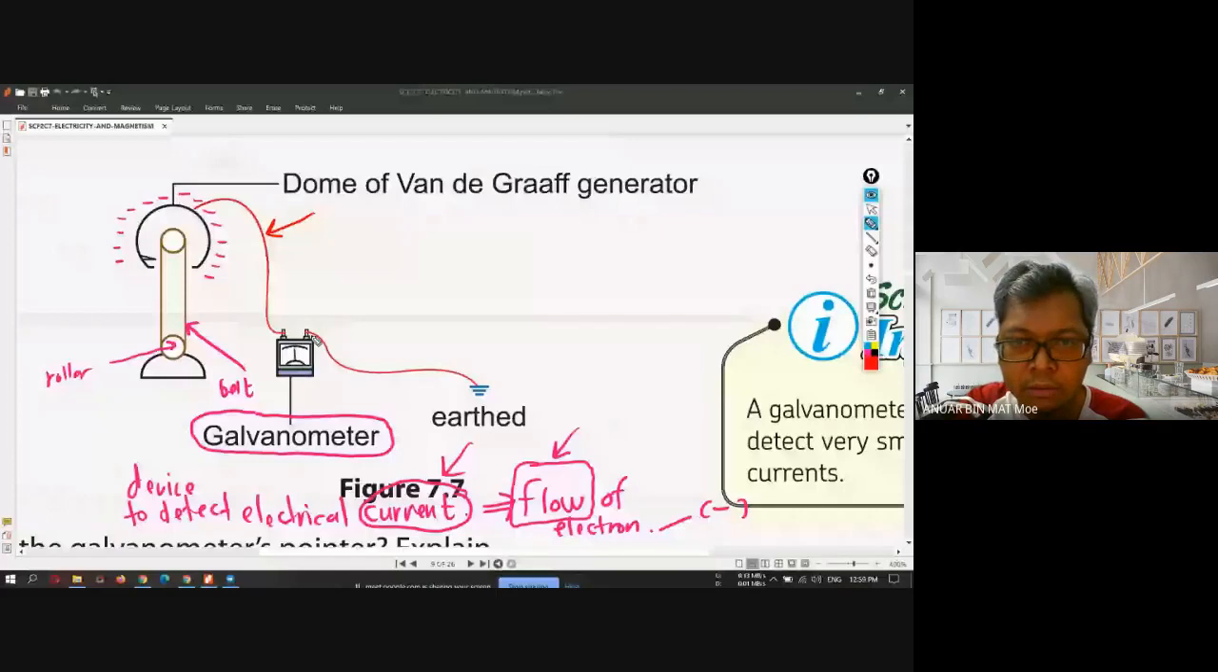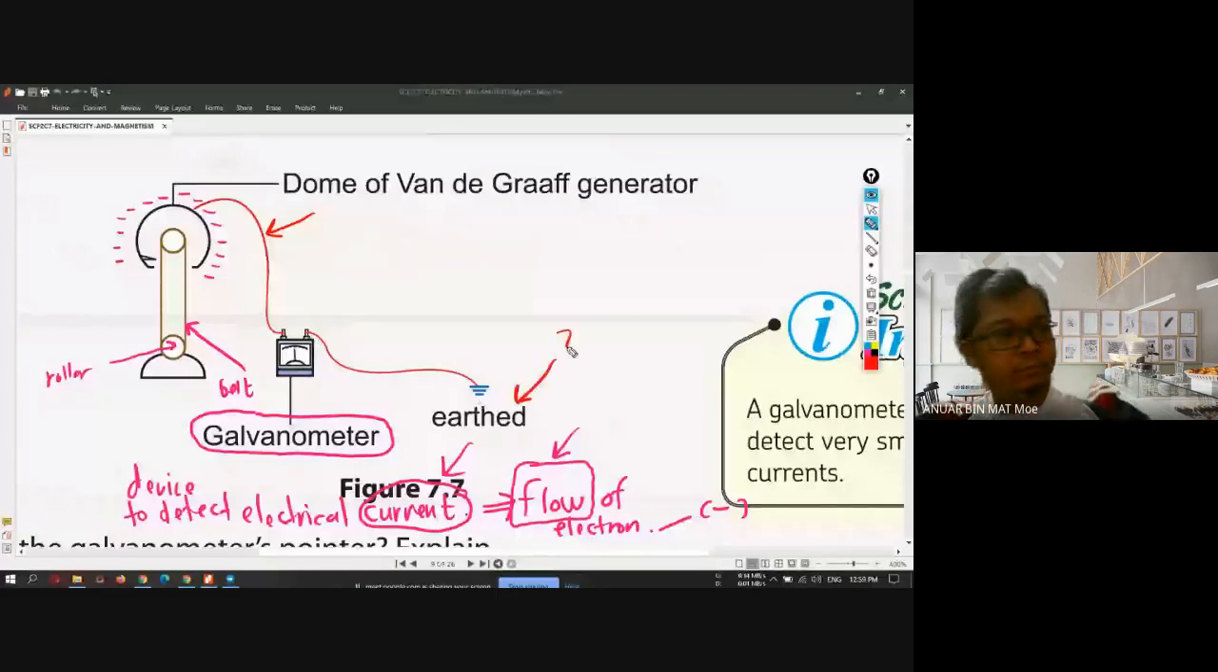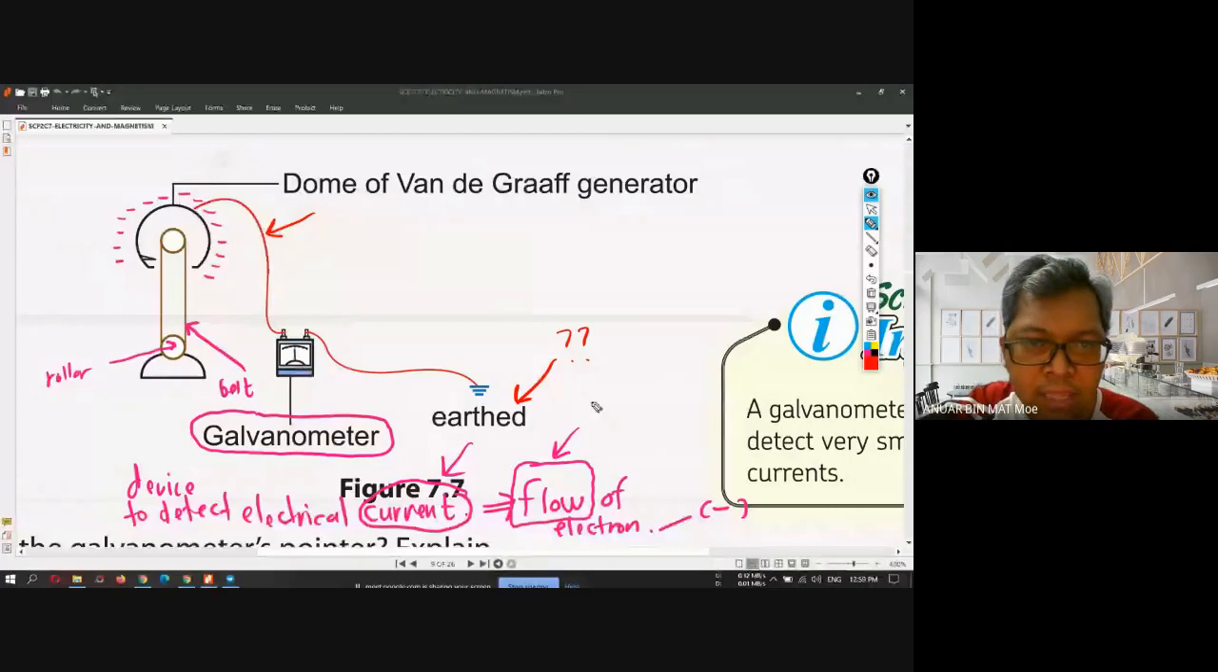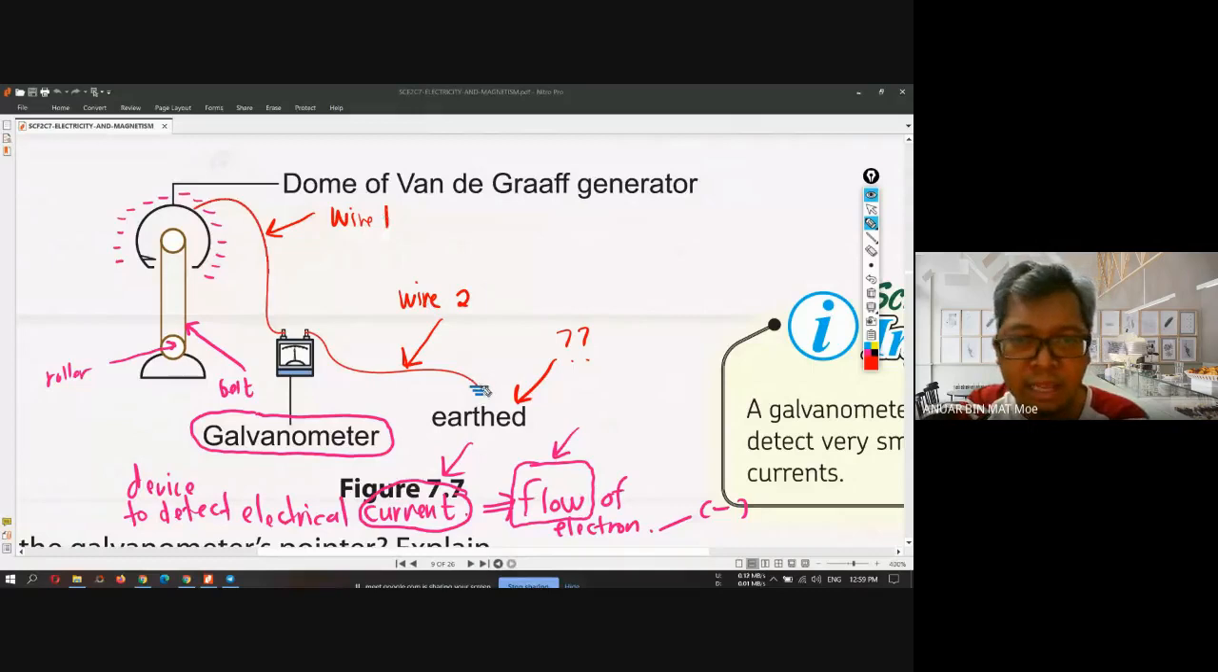Why earth? Why do I connect it to the earth? Okay, this has got to do with the charges. Again, earth means I just connect the next wire. This is the cable or wire number two. And then this is wire number one. So wire number two, I just connect it to the earth. I just connect the wire to the soil, under the soil.